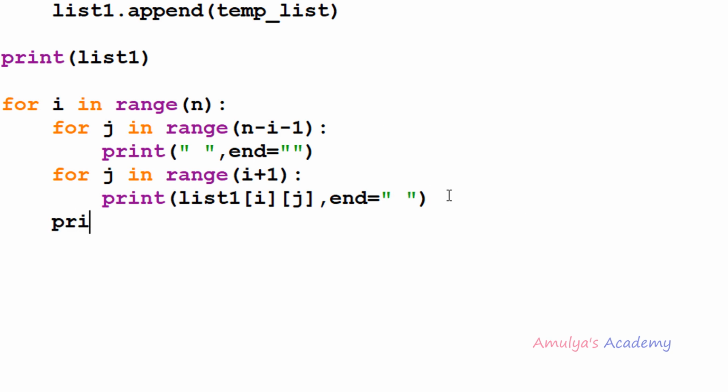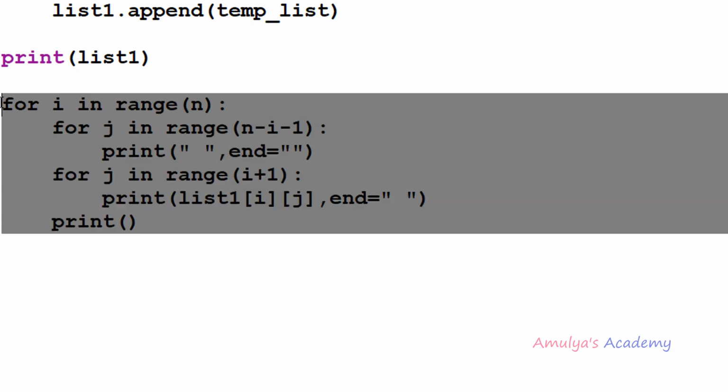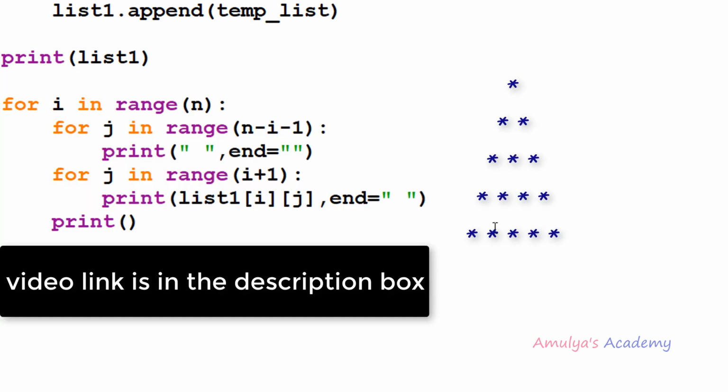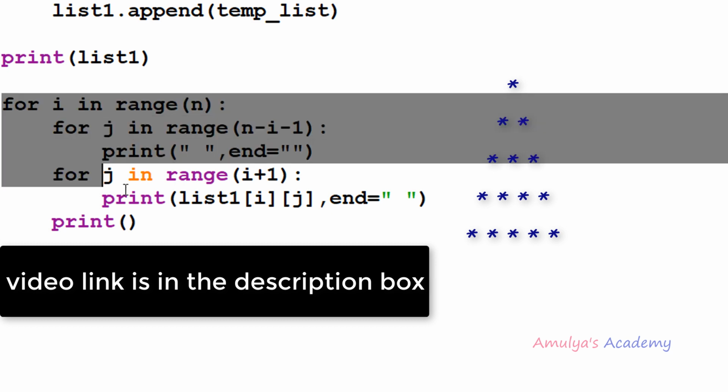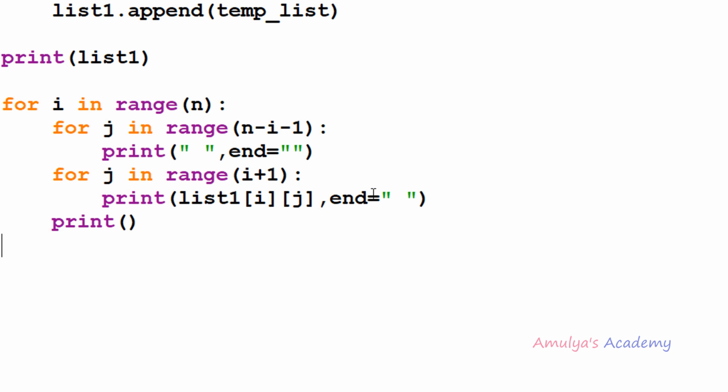So next I'll use print function, that is for the new line. After each row we need to go to the new line. That's why I use this print function. This is the basic structure of any pattern program, right? If I want to print star in this shape, we use same code. Instead of printing this value, we'll print star.